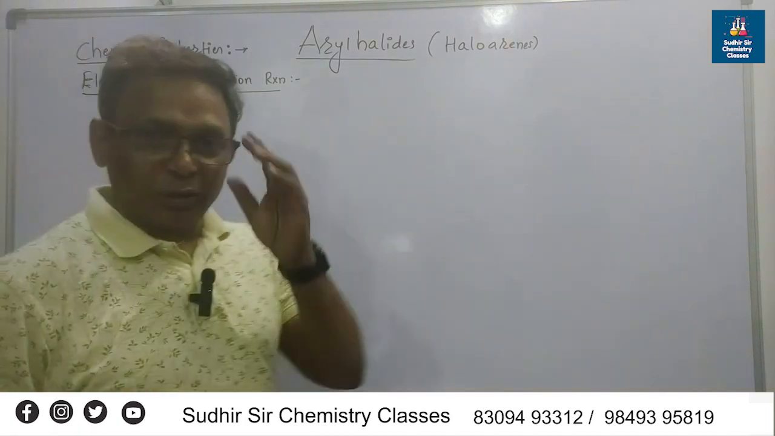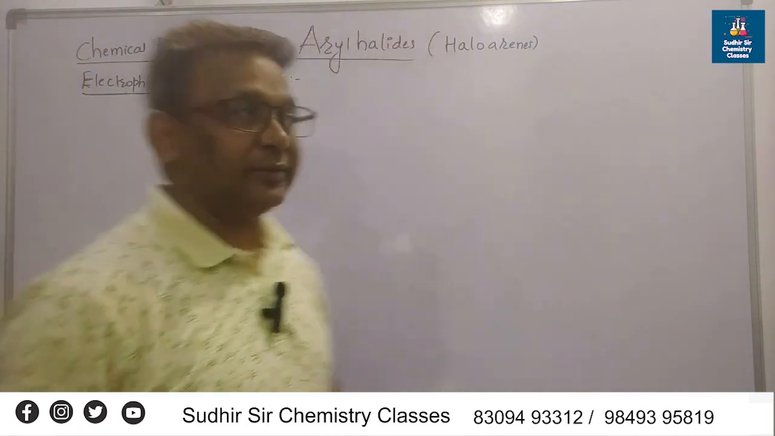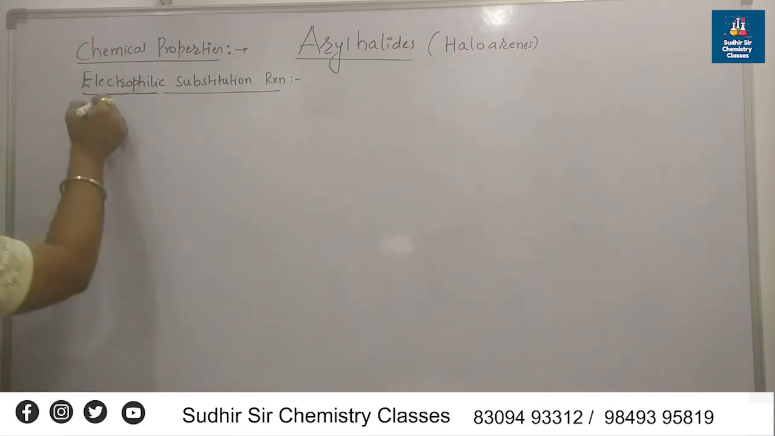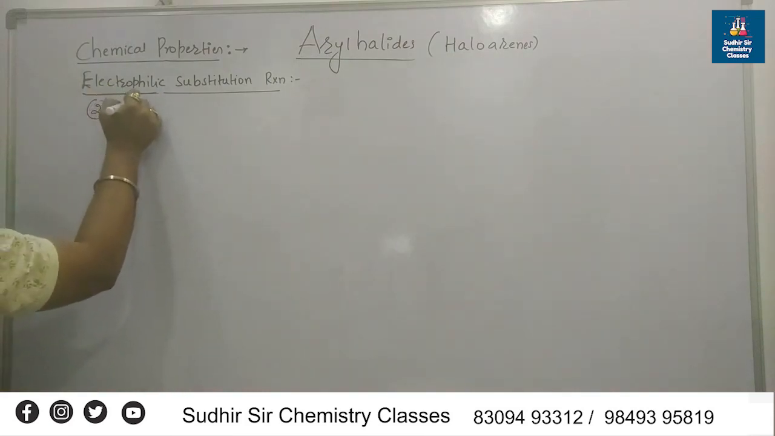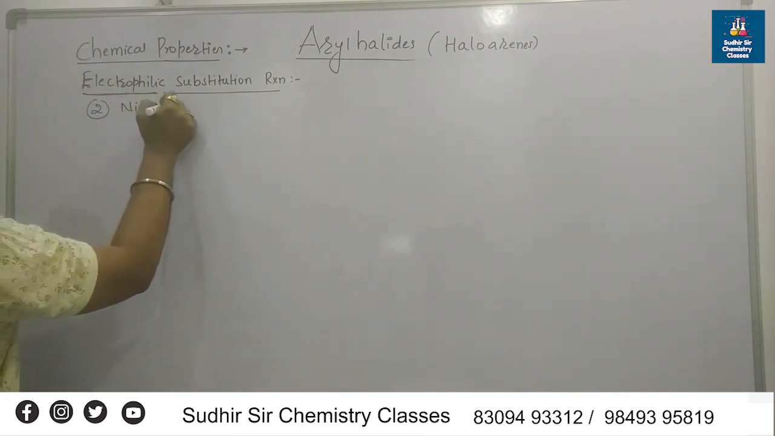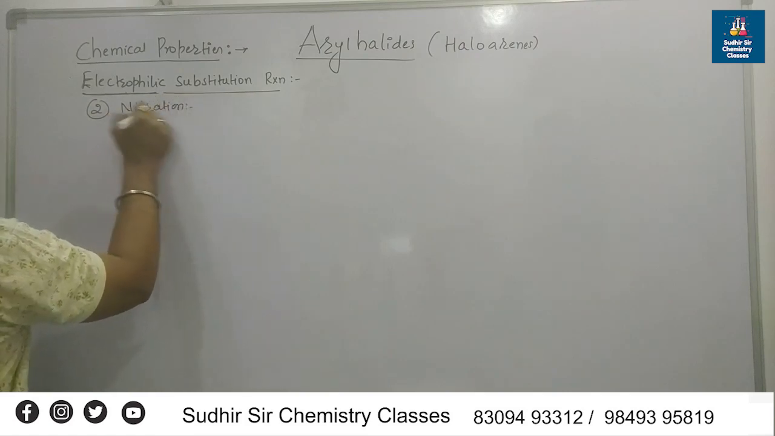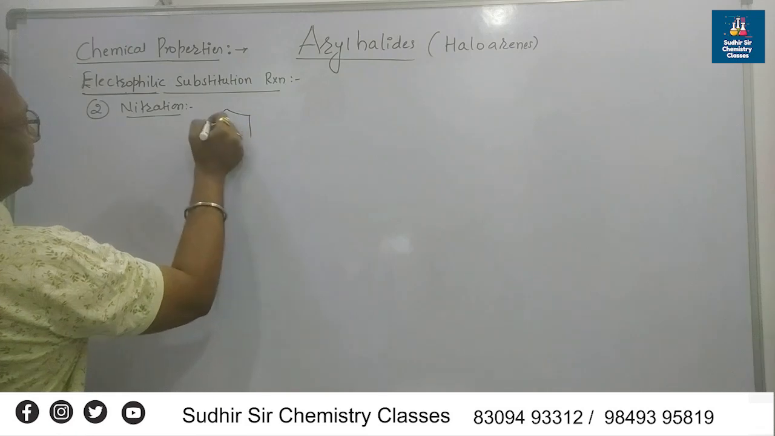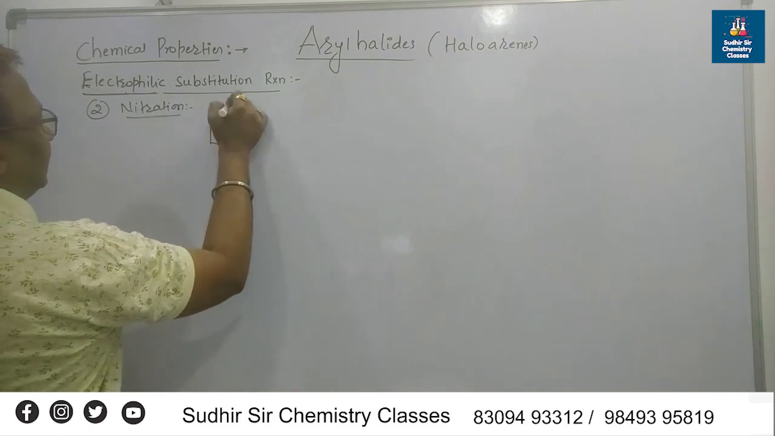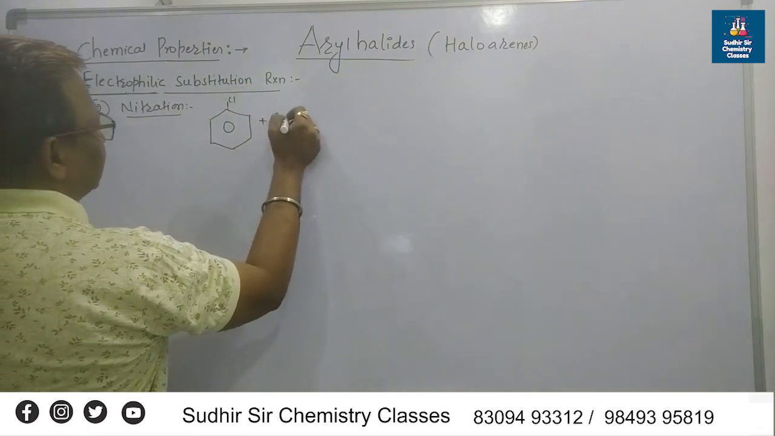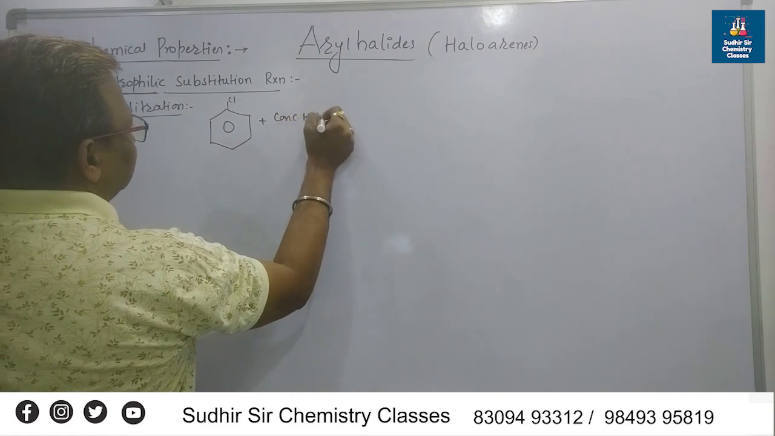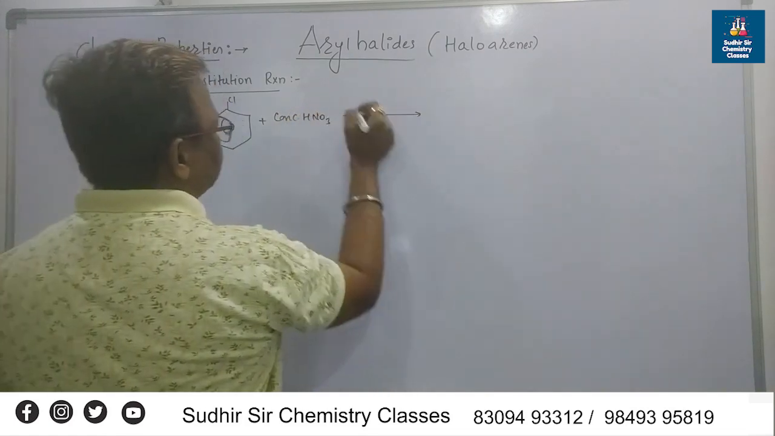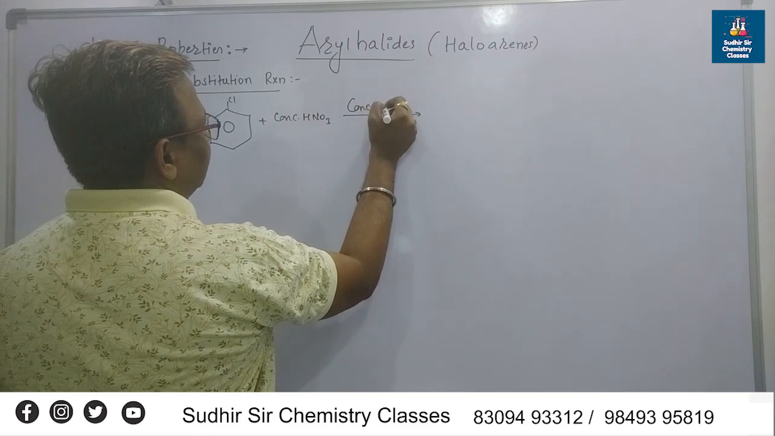After halogenation, the second electrophilic substitution reaction we'll see is nitration. But what is nitration? We should know the nitration mixture. For example, take chlorobenzene, and it is treated with concentrated nitric acid plus concentrated sulfuric acid.